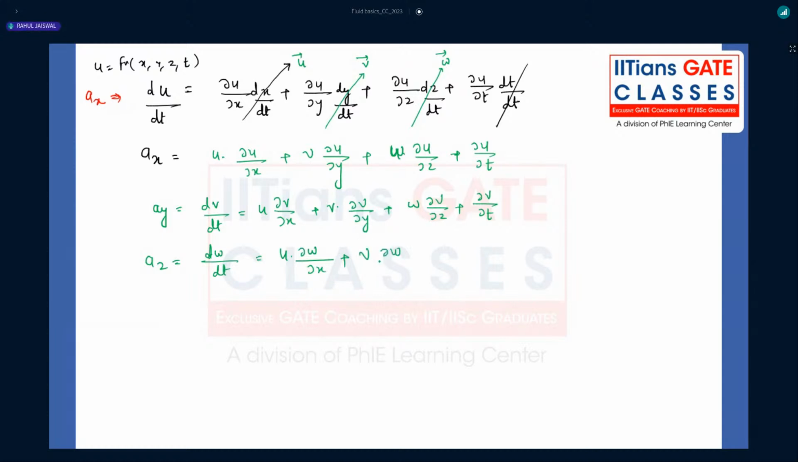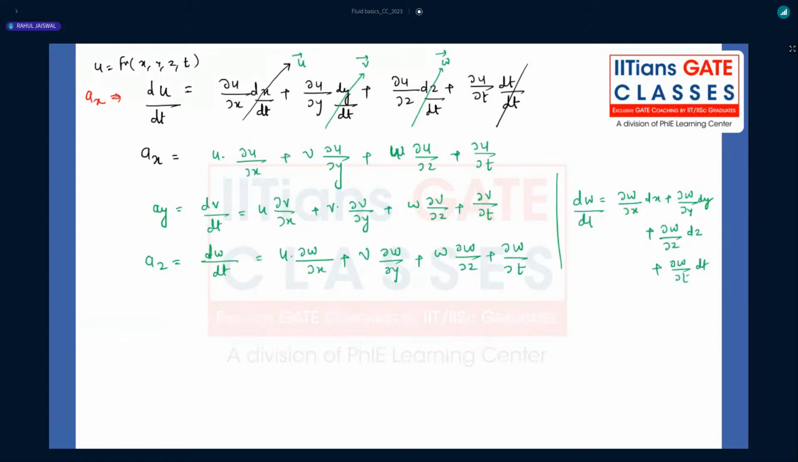v into ∂ω/∂y plus ω into ∂ω/∂z plus ∂ω/∂t. Is that clear, all of you? Because see, dω can be written as what? Once again, ∂ω/∂x into dx plus ∂ω/∂y into dy plus ∂ω/∂z into dz plus ∂ω/∂t into dt. So if you just divide by dt, once again you will be getting the same thing.